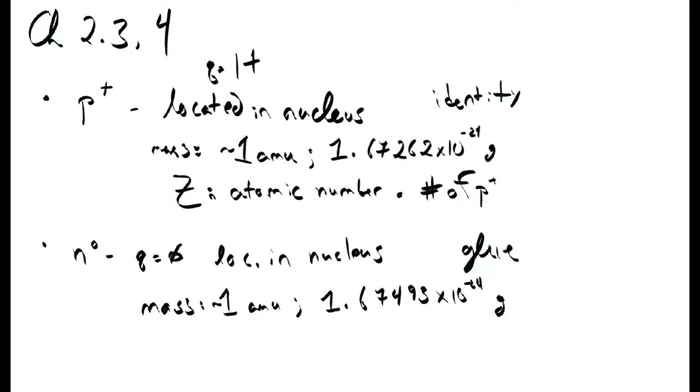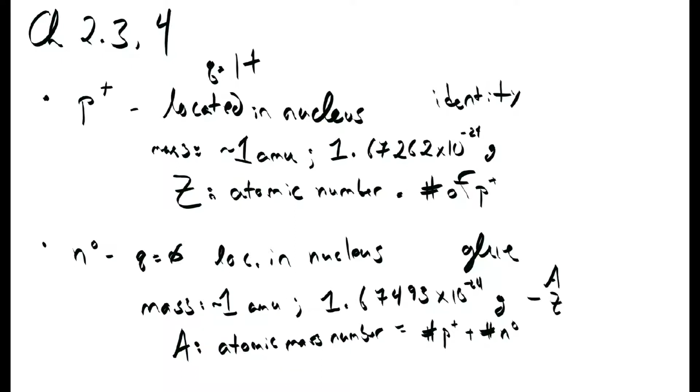It is represented indirectly by A, the atomic mass number. Atomic mass number is equal to the number of protons plus the number of neutrons. So A minus Z, that's protons and neutrons minus the number of protons, leaves you with the number of neutrons. There might be a better way to think about things like this, but this is the way we've been doing it for a century, and we're probably not going to change it.